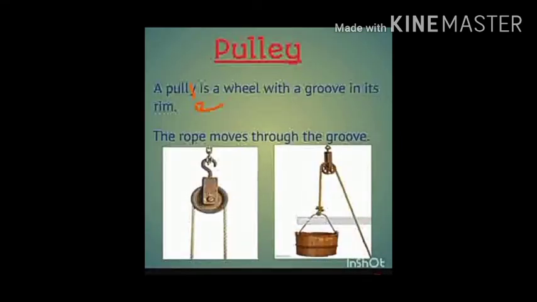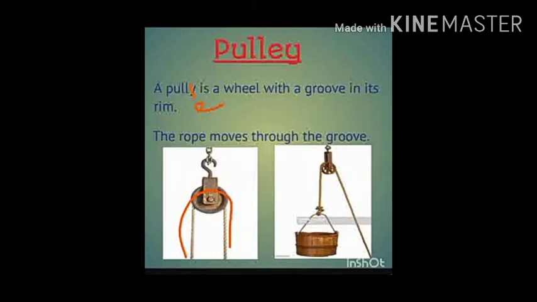Pulley. Pulley is a wheel with a groove in its rim. The rope moves through the groove. You can observe this pulley in places like a well, where the well consists of two pulleys or four pulleys, where you tie a bucket to one end of the rope and you pull that.